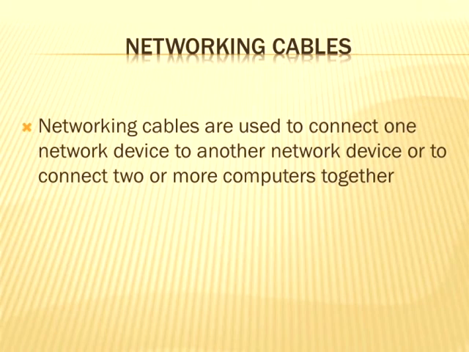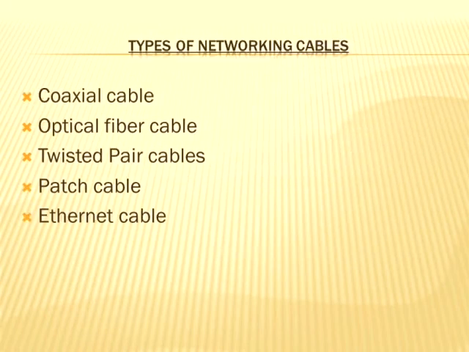We have various types of cables on the network. Basically, cables are used to connect one network device to another device. Cables usually do this through the aid of the RJ45 connector at each end of the cable. There are various types of cable. We have the coaxial cables, the optical fiber cables, the twisted pair cables, the patch cables, and the Ethernet cables.